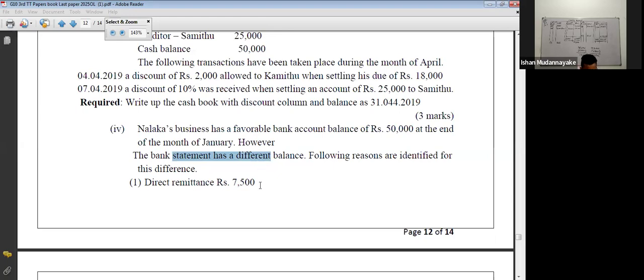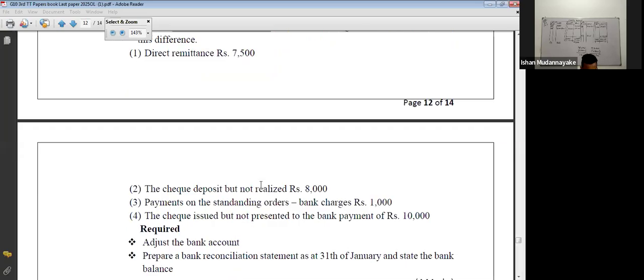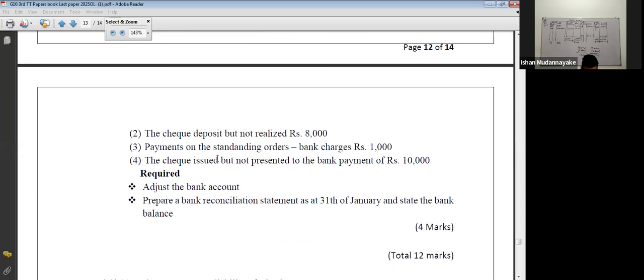And then here, direct remittance of 7,500. The check deposited but not realized, 8,000. Payment on standing orders, here write down 5,000. Payment on standing order 5,000, and then bank charges 1,000. Please write it down here.